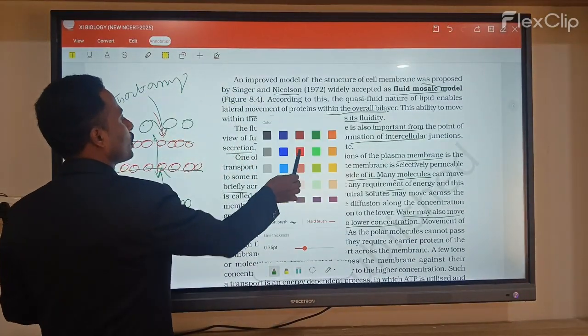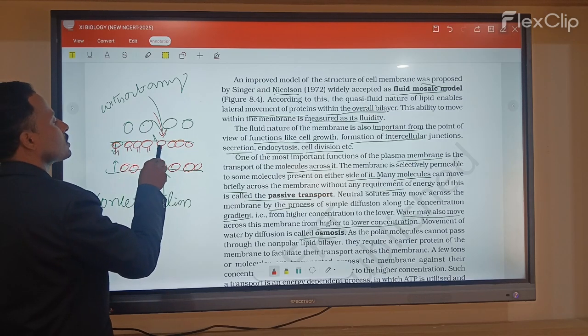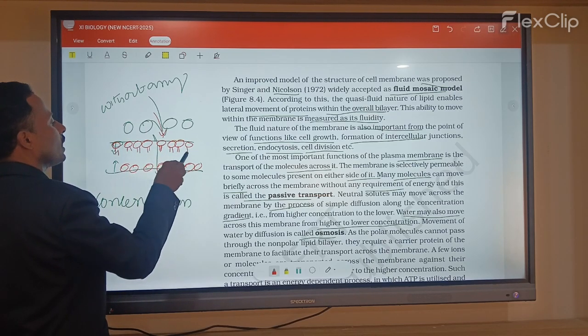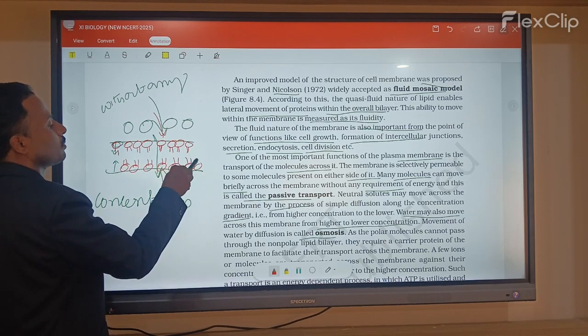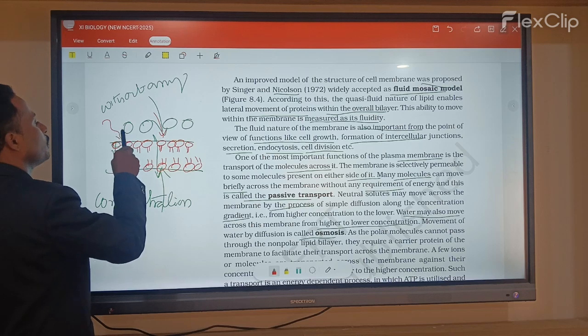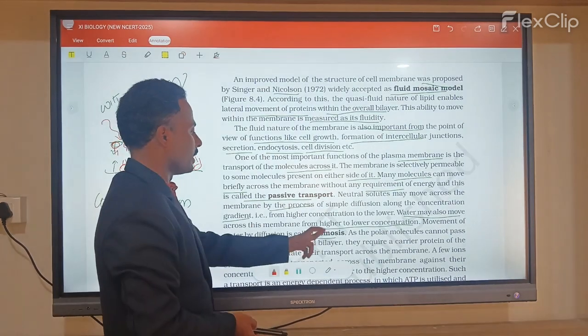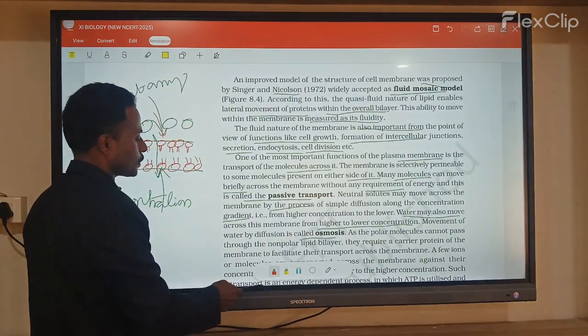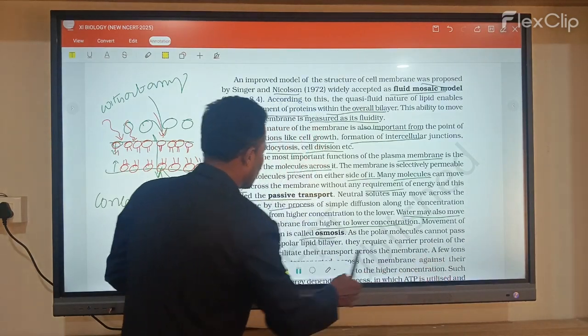So here the molecules are moving from high concentration to low concentration through the membrane. What is that called? That is the osmosis process. Here the molecules move through a semi-permeable or selectively permeable membrane, and that is called osmosis.